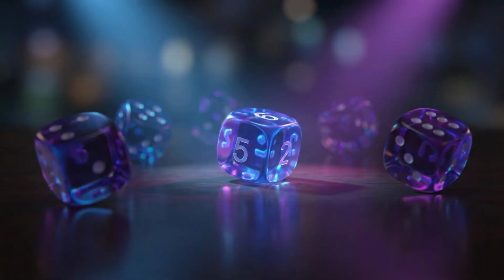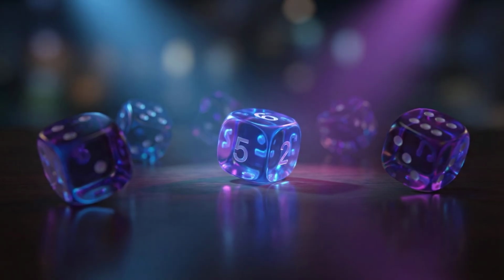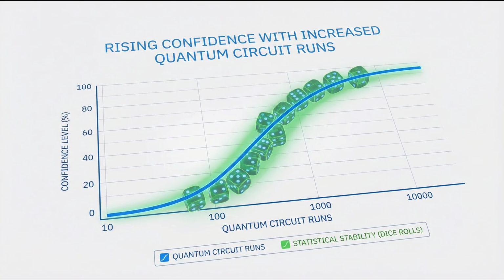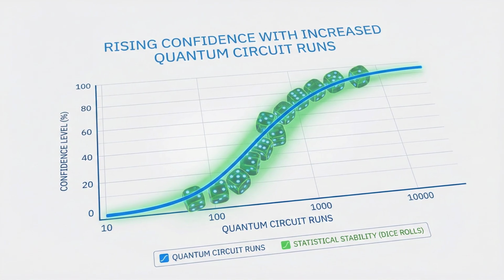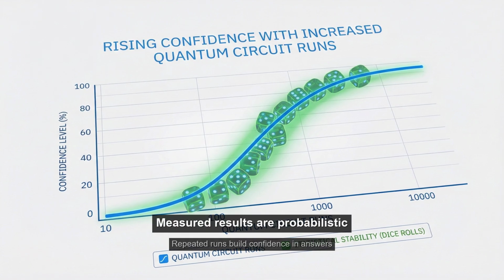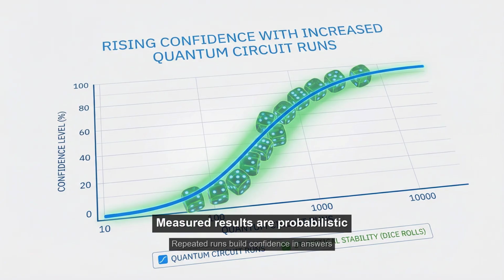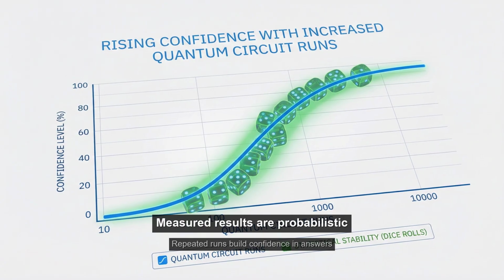Here's a pause to keep it grounded. Measured results are probabilistic. A single run gives one sample. Running a circuit many times builds statistics that reveal the answer with increasing confidence. It's like rolling a loaded die the algorithm designed. Not guaranteed, but biased on purpose.